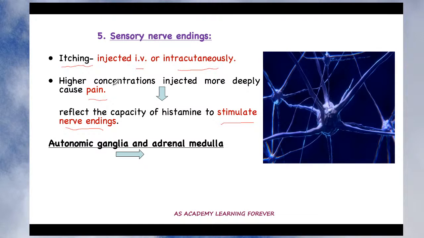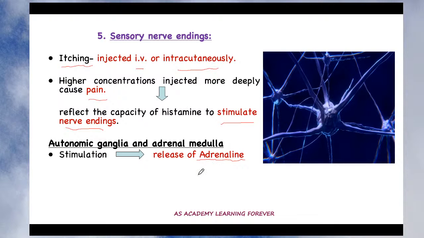Likewise, it also has an effect on autonomic ganglia and adrenal medulla. When it reaches the autonomic ganglia and adrenal medulla, it produces stimulation. So it stimulates the autonomic ganglia and the adrenal medulla, and when it stimulates the adrenal medulla, it produces release of adrenaline.